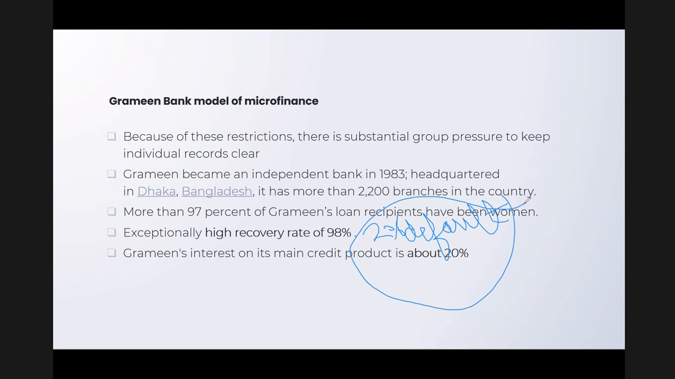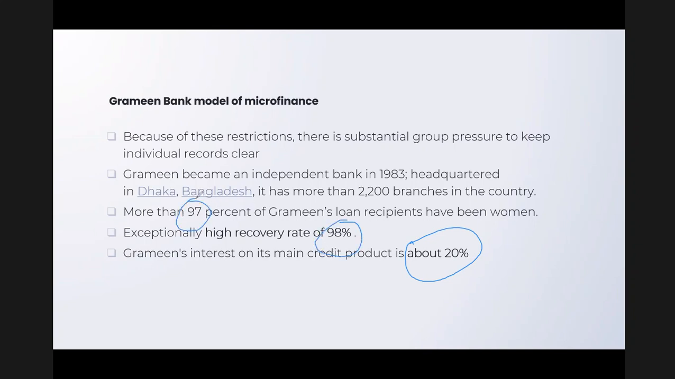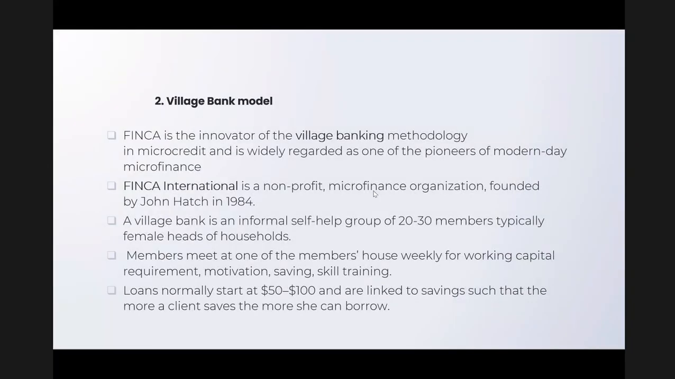So Grameen's interest on its main credit product is about 20%. Normally, their main product has a 20% rate of interest. So they charge 20% rate of interest from the borrower, and the recovery rate is 98%, and 97% of the clients are women. So this is the Grameen Bank model.